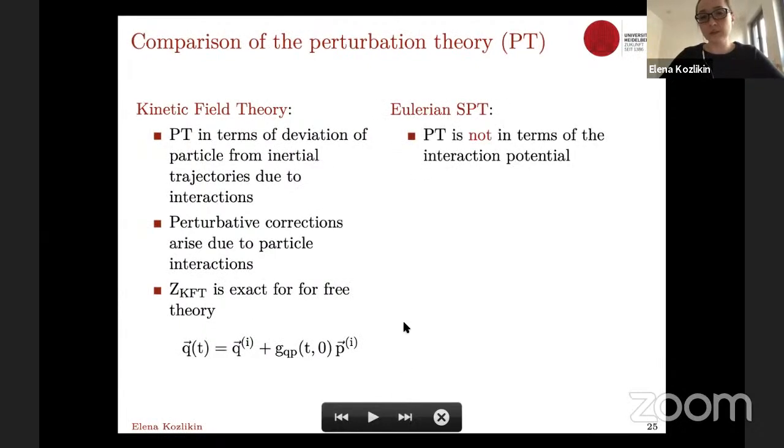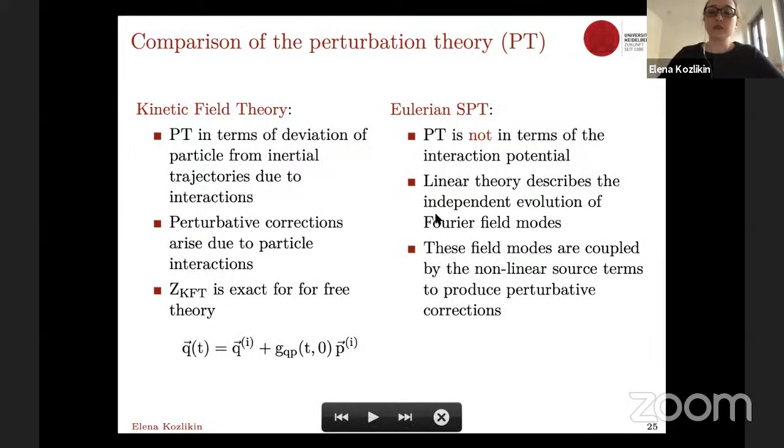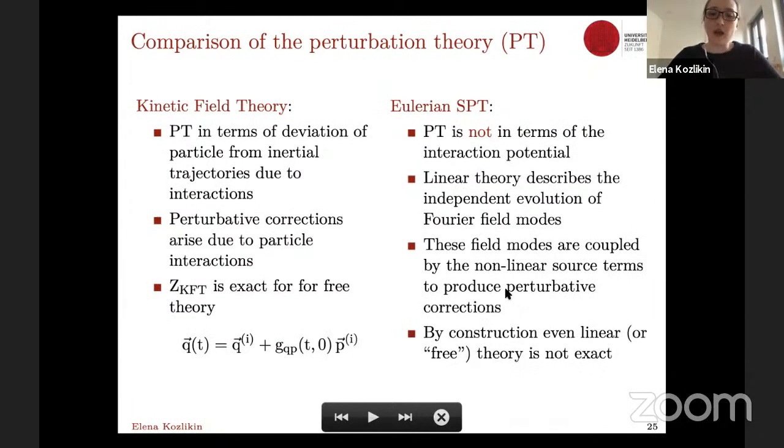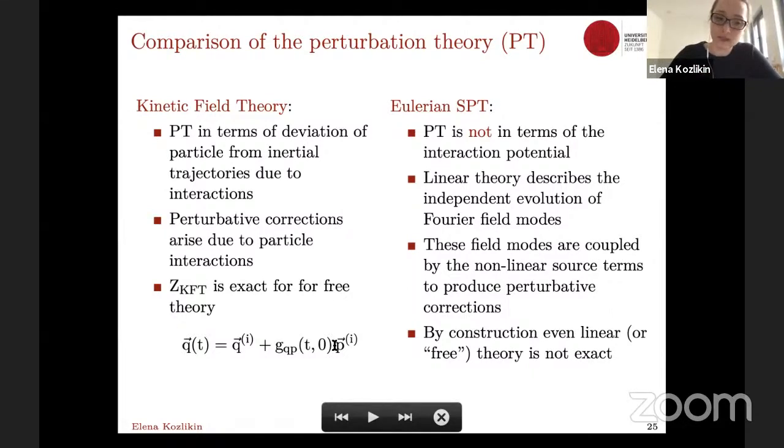In the case of SPT, the perturbation theory will not be in terms of the interaction potential. Linear theory in SPT describes the independent evolution of Fourier modes, and even linear theory will in general include interactions already. Then these field modes are coupled by nonlinear source terms, and this is what produces perturbative corrections. And by construction, as we've seen just before, even the linear theory will not be exact in SPT, whereas in KFT we can give an exact expression for the field for the free theory.